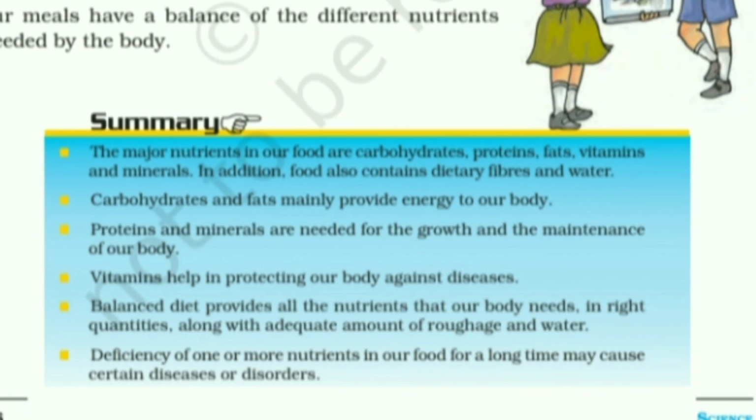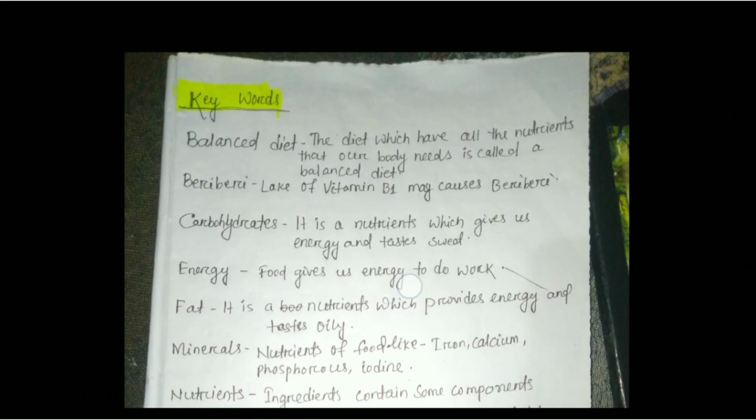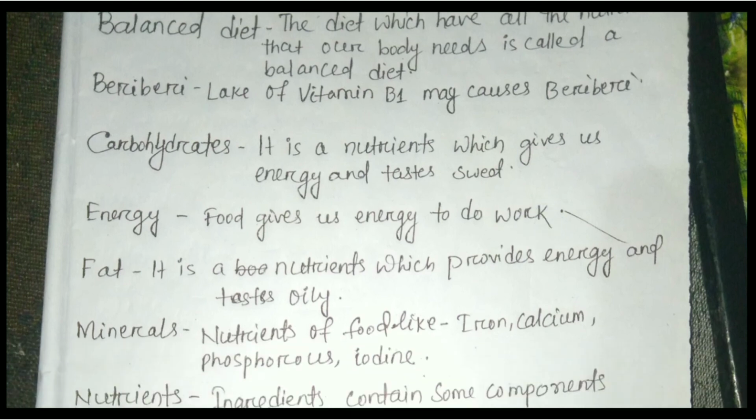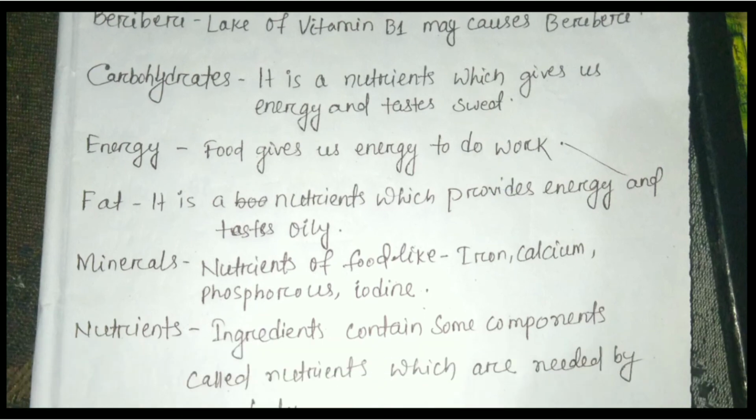So a balanced diet provides all the nutrients that our body needs in right quantities, along with adequate amount of roughage and water. Deficiency of one or more nutrients in our food for a long time may cause certain diseases or disorders. So here I am discussing the keywords. Balanced diet: the diet which has all the nutrients that our body needs is called a balanced diet. Beriberi: lack of vitamin B1 may cause beriberi. Beriberi is a deficiency disease, right?